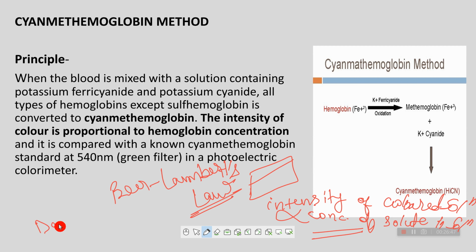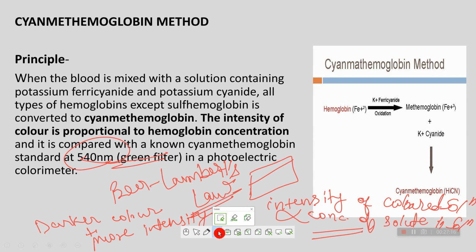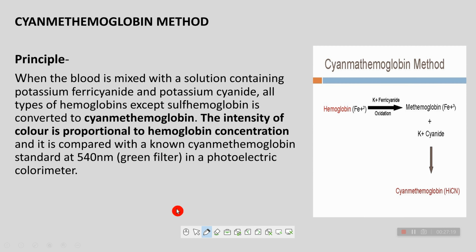So we can say the darker the color, the more the intensity, and the lighter the color, the less intensity or less concentration of the solute. The intensity of hemoglobin is measured at 540 nanometer using a green filter in the colorimeter.